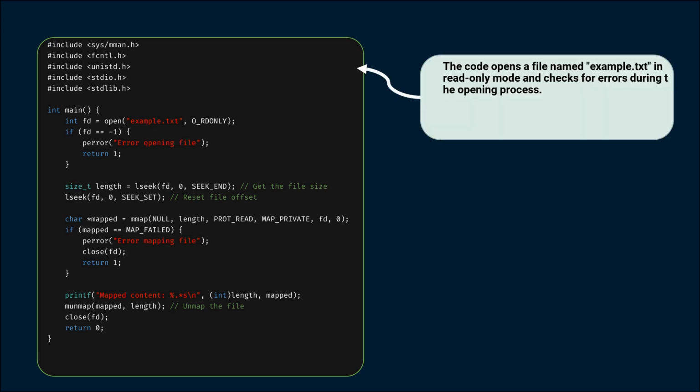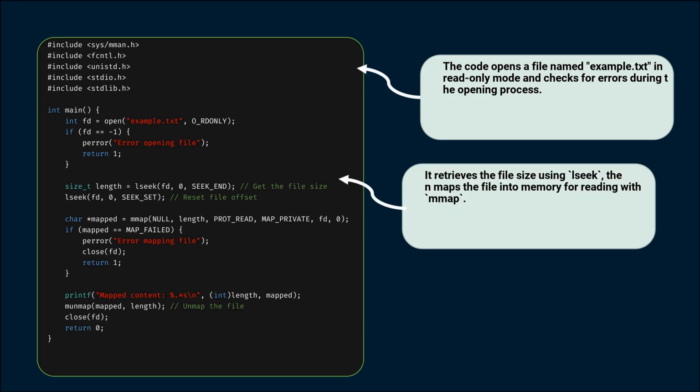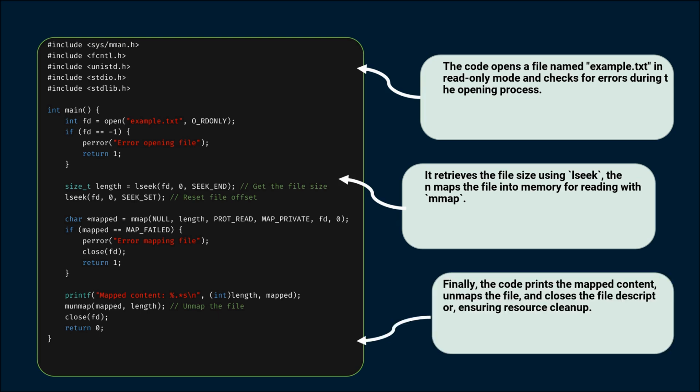Now let's see how we can implement the mmap system call to efficiently map a file into memory. First, we begin by opening the file example.txt in read-only mode using the open function, which provides a file descriptor that we'll work with throughout the program. It's crucial to check if the file opens successfully. If there's an error, we use perror to print a descriptive message and exit gracefully.